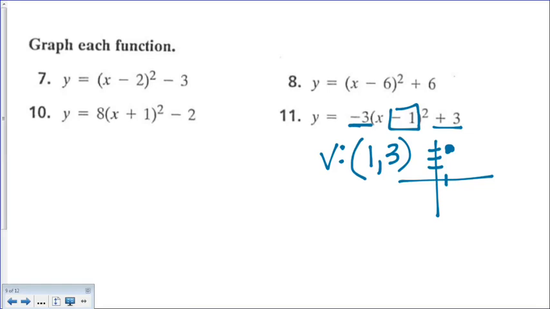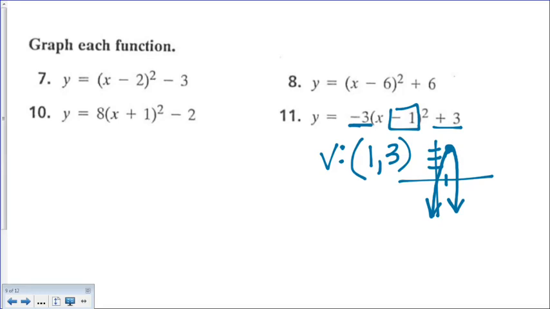But the 3 also gives me a hint that it's actually going down at a steeper slope, meaning it's going to be more narrow than usual. So instead of making it a little wider, I'm going to come down really fast. Something like that. All right, so that kind of gives you an idea.